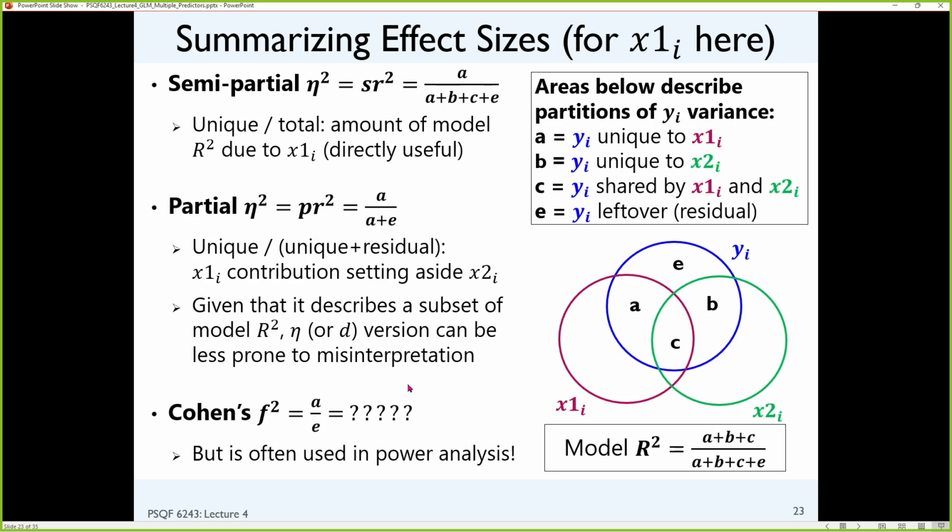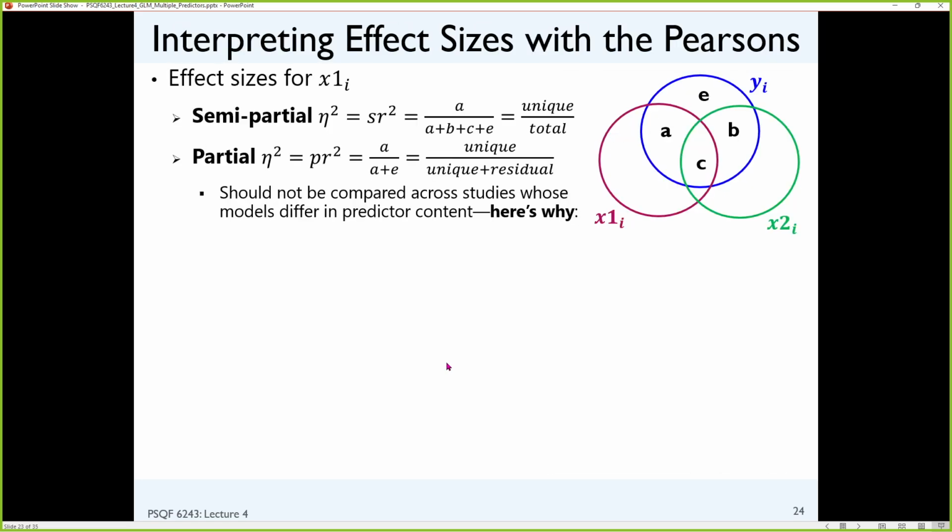And the only reason I mention this is because programs like GPower and other software programs that do power analysis will refer to this in the context of regression. So I want you to know what it is for that purpose, but I honestly don't know what to do with it in terms of an explanation. So now back to the Pearsons to try and explain how you would talk about these numbers.